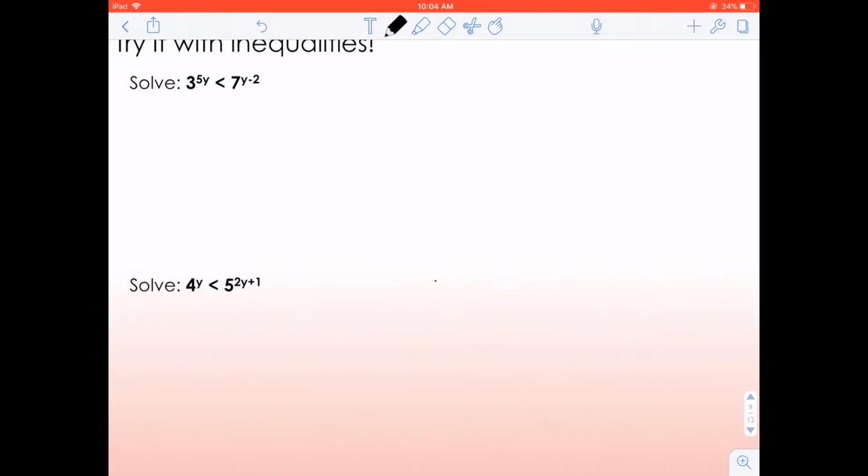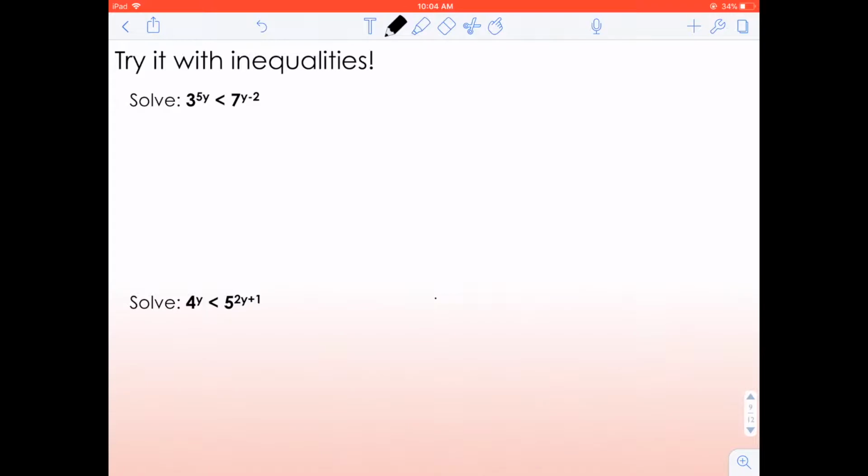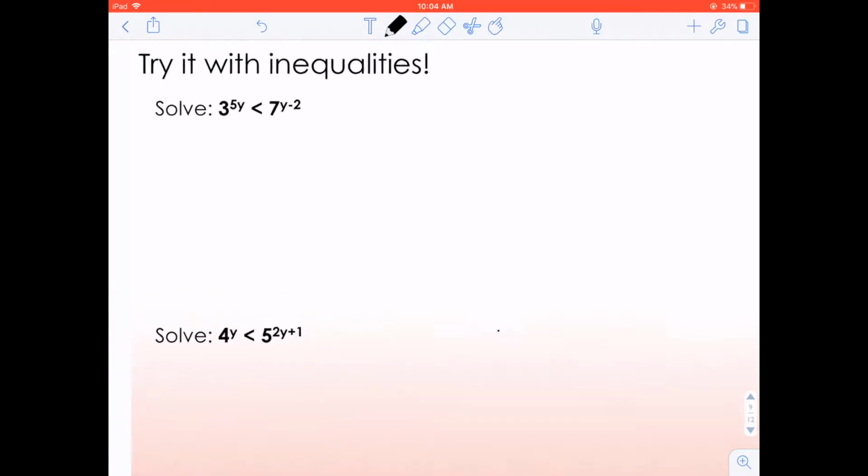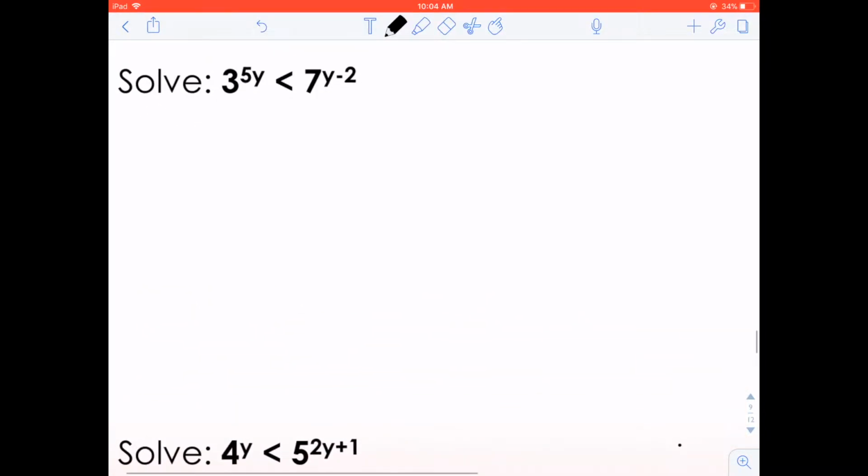All right, we're going to step it up a gear with inequalities. So I'm going to do the first one and then you can try the second one. So again, we're going to take the log of both sides.